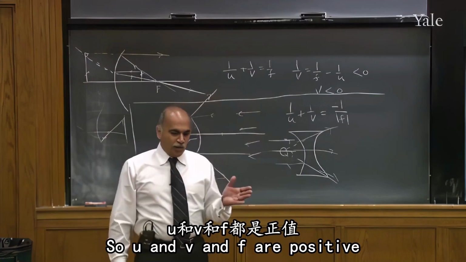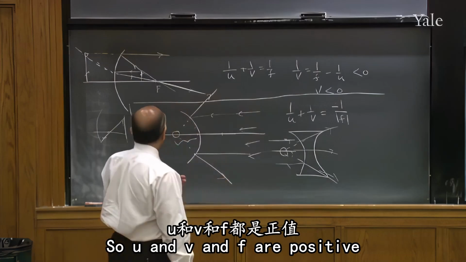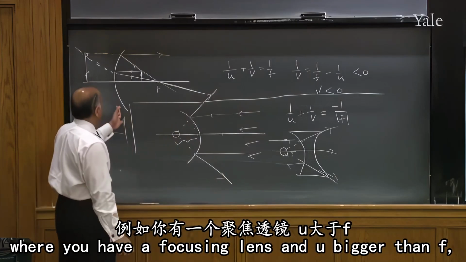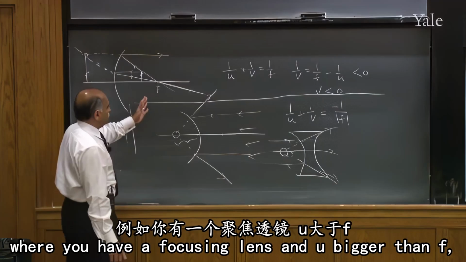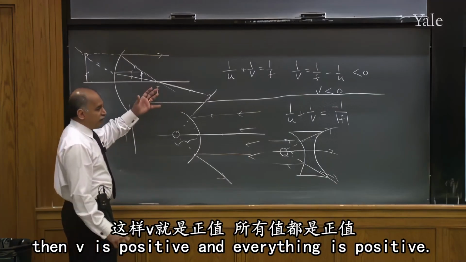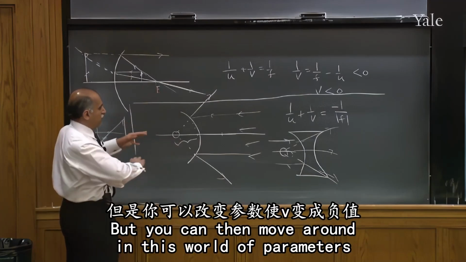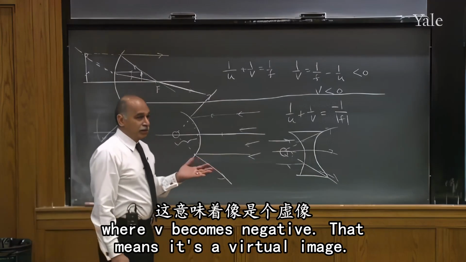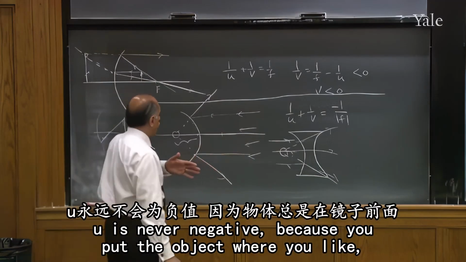So u and v and f are positive for a certain standard Mickey Mouse problem where you have a focusing lens and you have u bigger than f, then v is positive and everything is positive. But you can then move around in this world of parameters where v becomes negative. That means it's a virtual image. U is never negative because you put the object where you like.